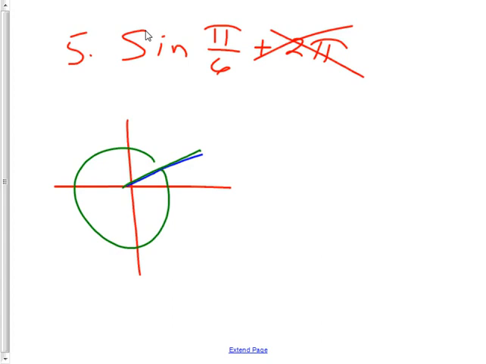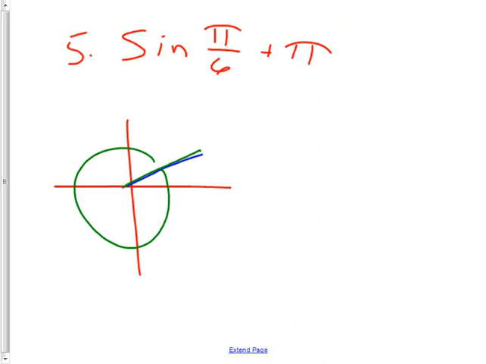But what if they add an odd number of pi's? If it was 1 pi or 3 pi or 5 pi or 7 pi, then you're adding pi.